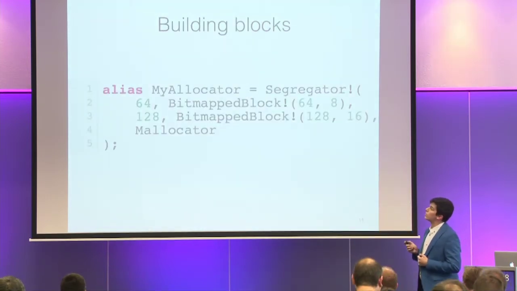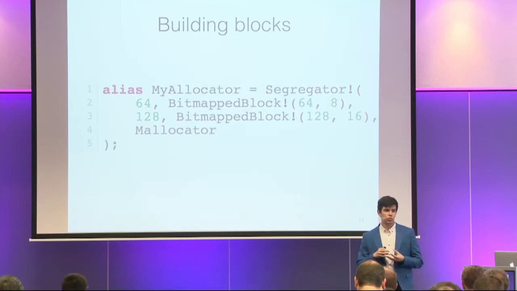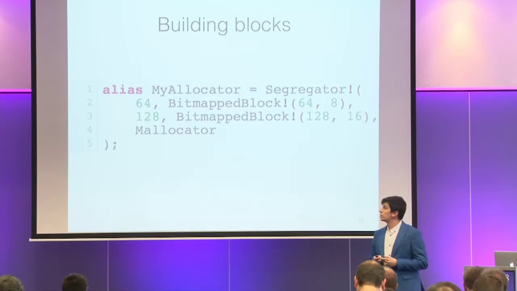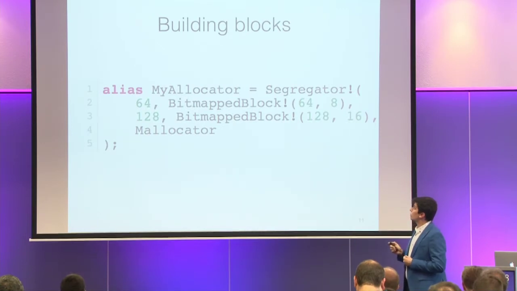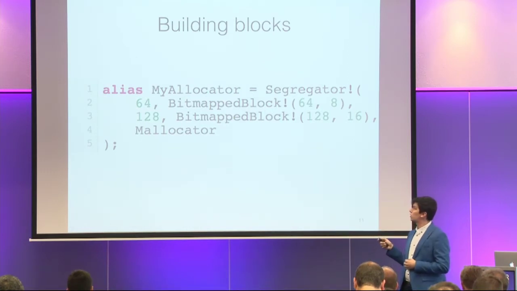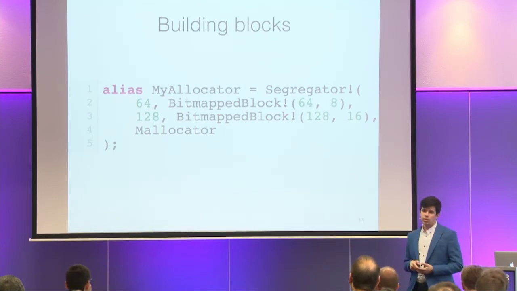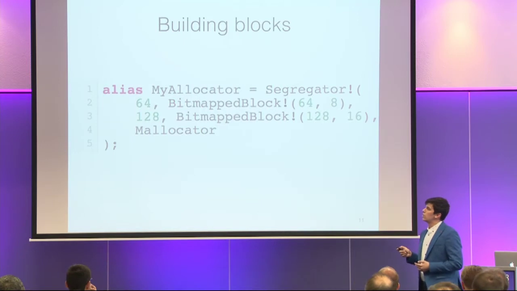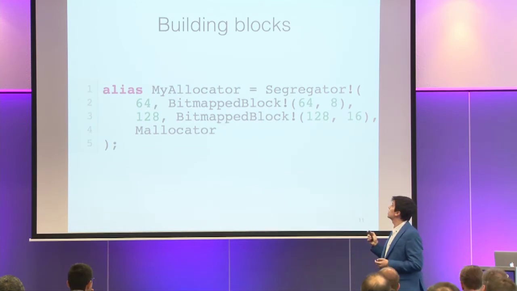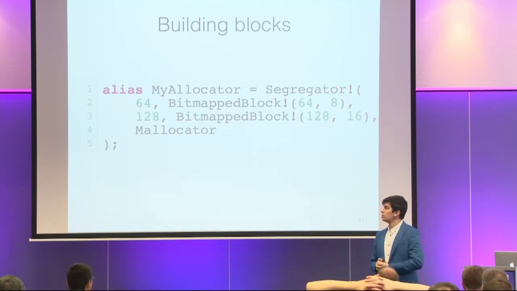The great thing about these allocators is that they can be put together like building blocks, like Lego pieces, in order to create more advanced allocators. In this case, we're using the segregator, which, depending on the allocation size, can forward the request to various allocators. In this particular example, if we want to allocate 64 bytes or less, we're going to use the bitmap block on line 2, which has 64-byte blocks. Alignment of each block is 8 bytes. Again, if the size is between 64 and 128, we're going to use another allocator, which has 128 blocks, each aligned to 16 bytes. If the size is greater, just forward everything to the mallocator. Okay.